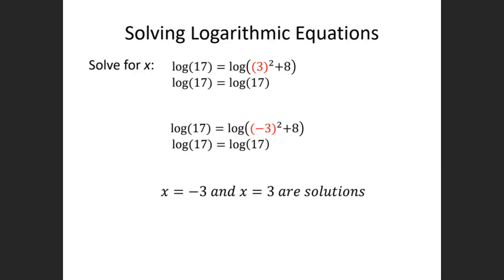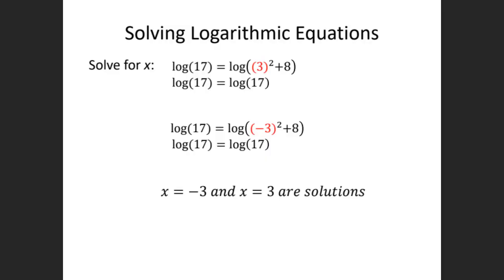Okay. So if we plug these in, when we plug in positive 3, we see that both sides are equal to each other. And when I plug in a negative 3, both sides are equal to each other. But this will not always be the case, okay? So please always check your solutions. You may have two solutions sometimes, but maybe one of them does not work. So always please check your solutions.